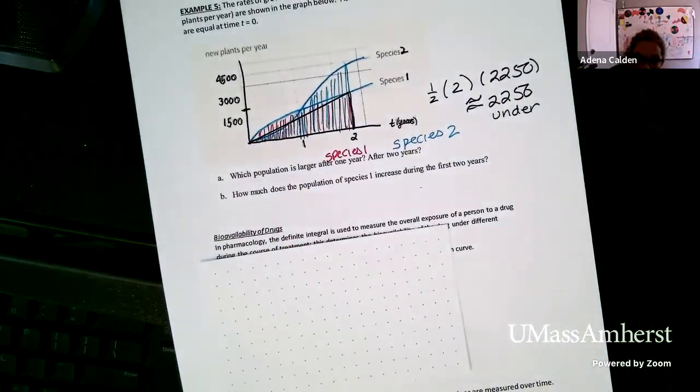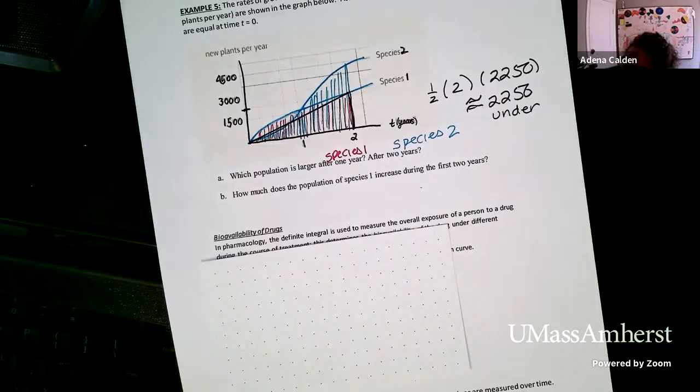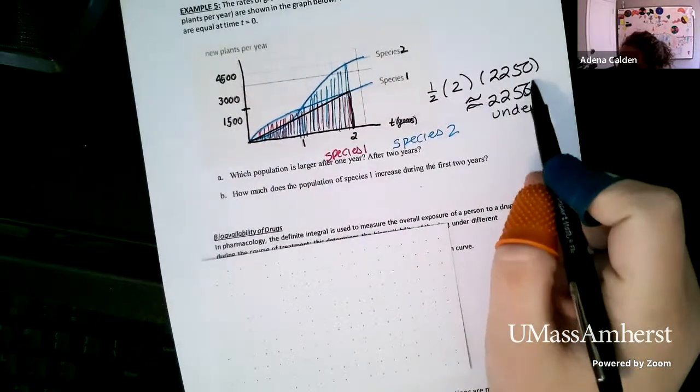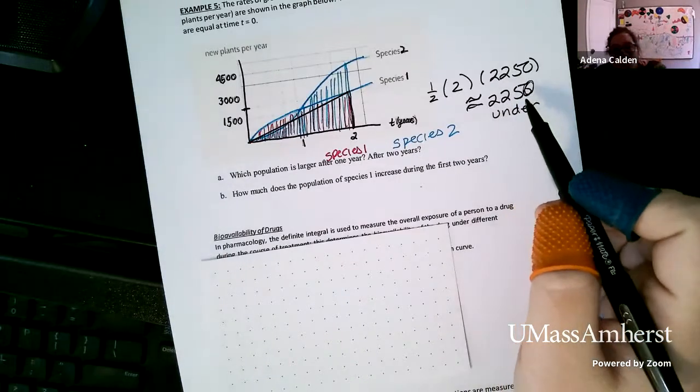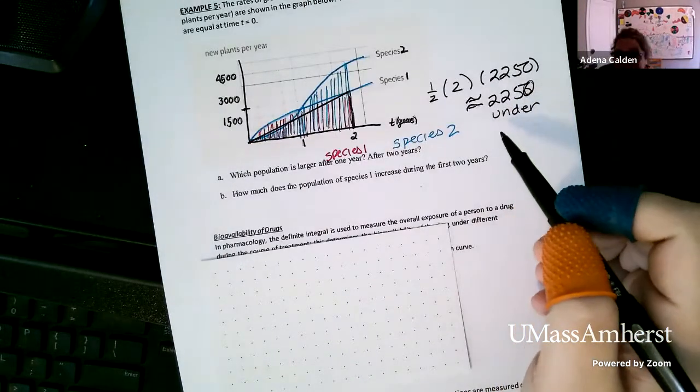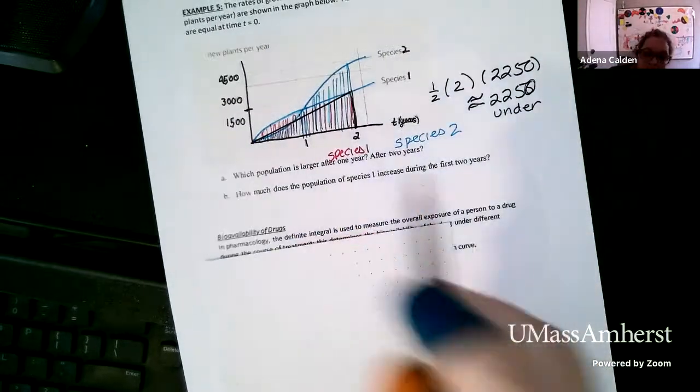I could try to approximate that extra area. I don't know that it's all that worth it to do. So just, if I'm looking at answers and one of them is like 2,300, that's probably reasonable, right? Whereas 6,000 is going to be way too high of an estimate.